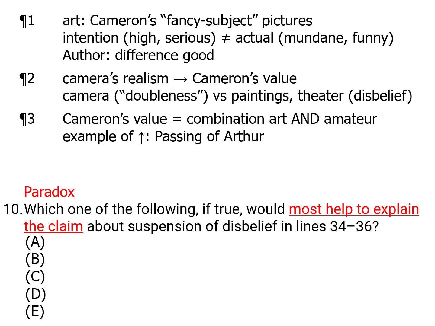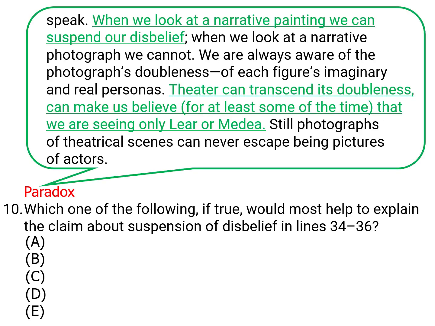So the suspension of disbelief, that comes at the end of the second paragraph, where the author is contrasting the camera with what paintings and theater can do. And if we go back to the specific context, we're told that when we look at a painting, we can suspend our disbelief. And the same thing is true for theater. With theater, you can transcend the doubleness. It can make us believe that we are seeing the characters.